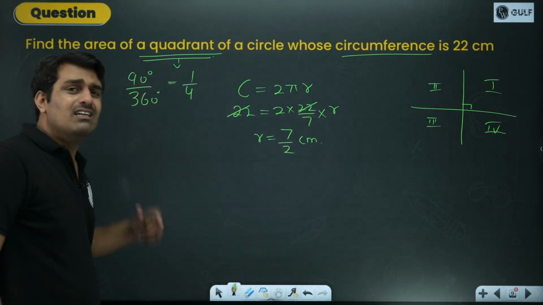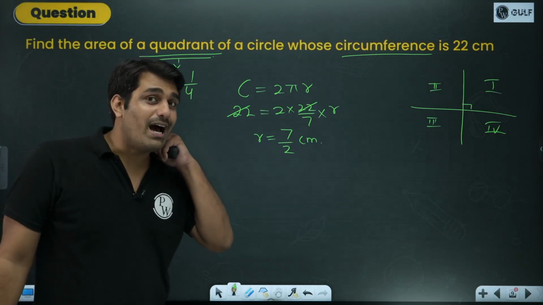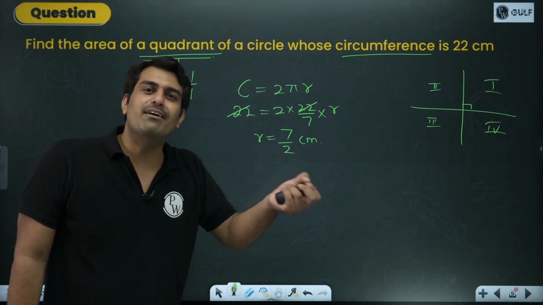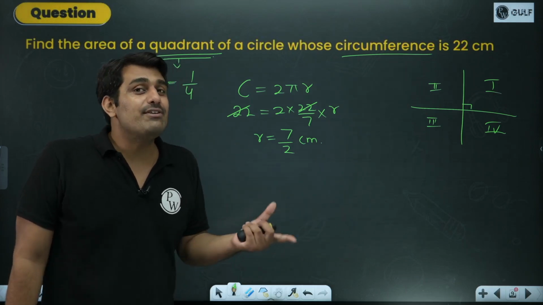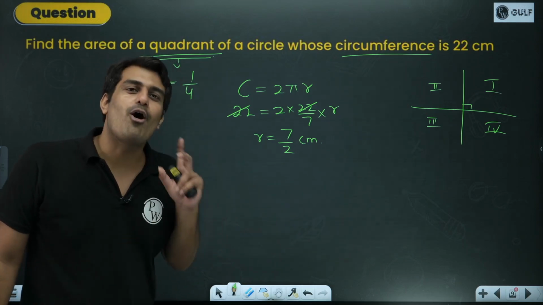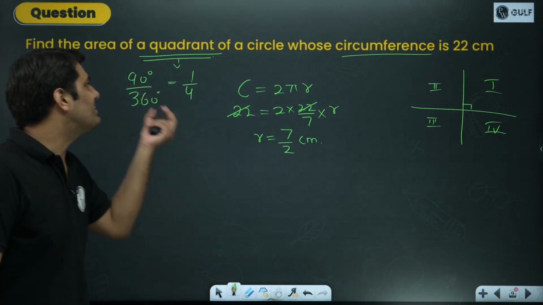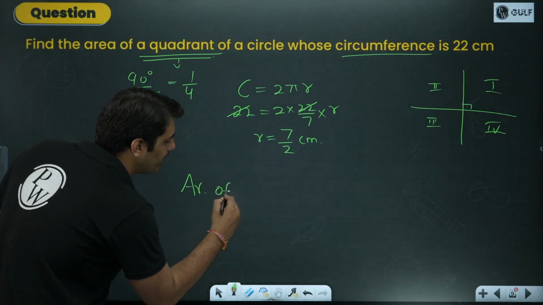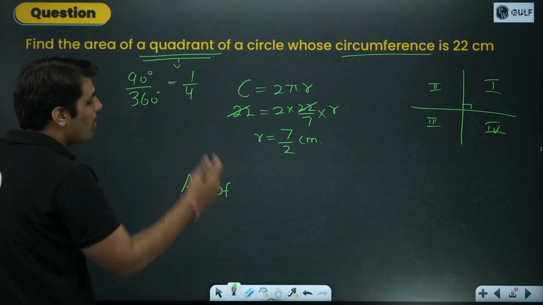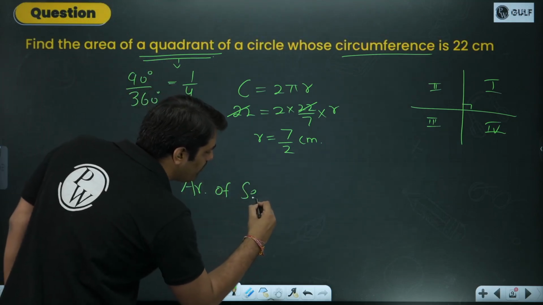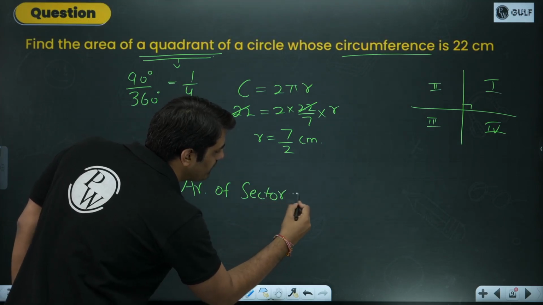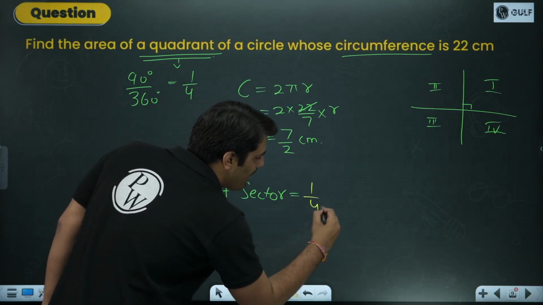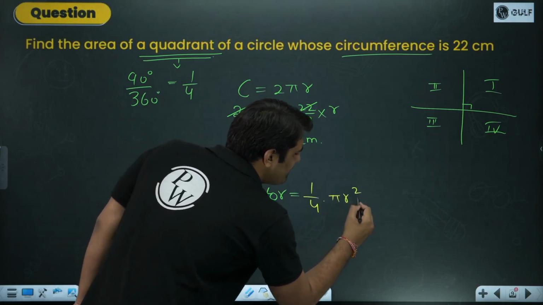Centimeter. So circumference should be centimeter square? No, circumference is the length. Length is always in centimeter, meter, kilometer. It is the area which is in meter square, centimeter square or kilometer square. You have the radius now, you have the theta part, so the area of the quadrant, or I would say the area of the sector, whatever you want to call it. Let me call it sector so you don't have the confusion. What will it be? This time I'll be writing 1 by 4 into pi r square. Why? So as to give it a new touch.